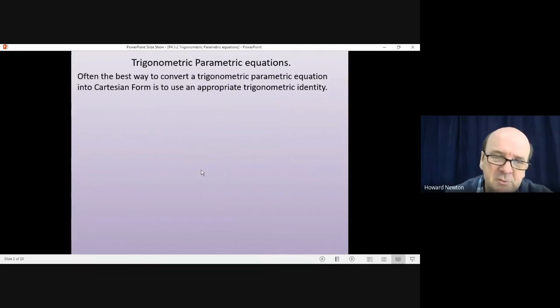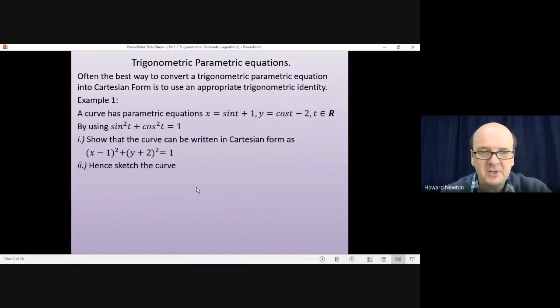Okay, we'll go straight into an example. Let's say you had the curve with parametric equations x equals sine t plus 1 and y equals cos t minus 2 for any value of t. By using the identity sine squared t plus cos squared t equals 1, show that the curve can be written in Cartesian form as follows, and hence sketch the curve.